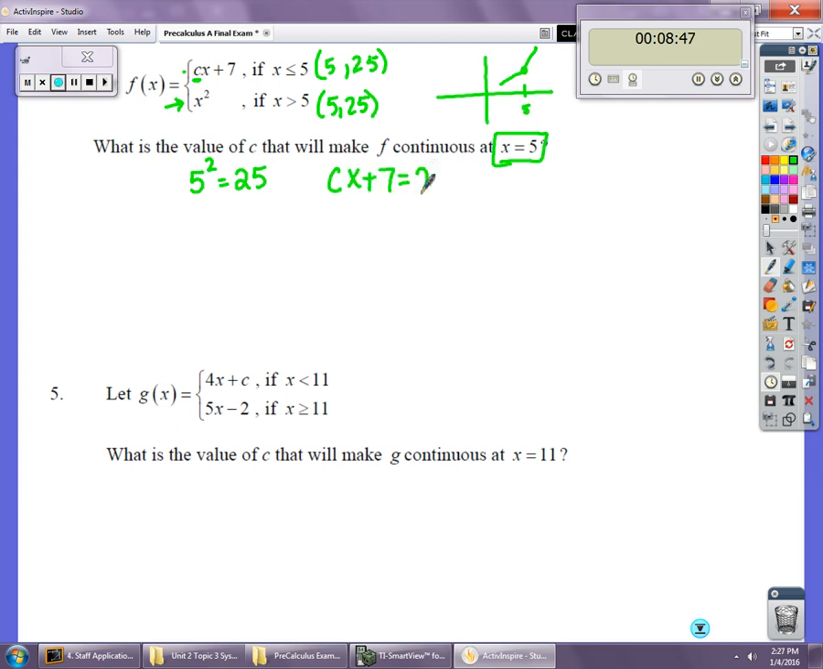I want to know, when is this going to be equal to 25? Now, the y value is going to be 25, and actually this x I can also replace with a 5. Right? I also want this ordered pair to be (5, 25). So let's remove the 7 from both sides.